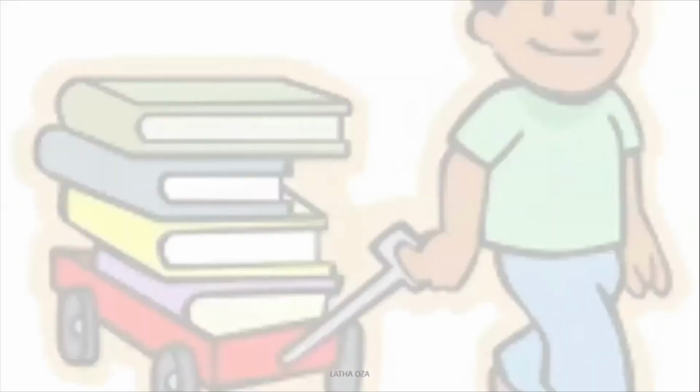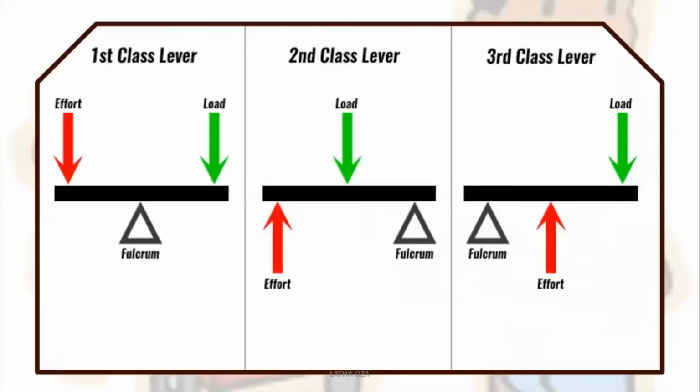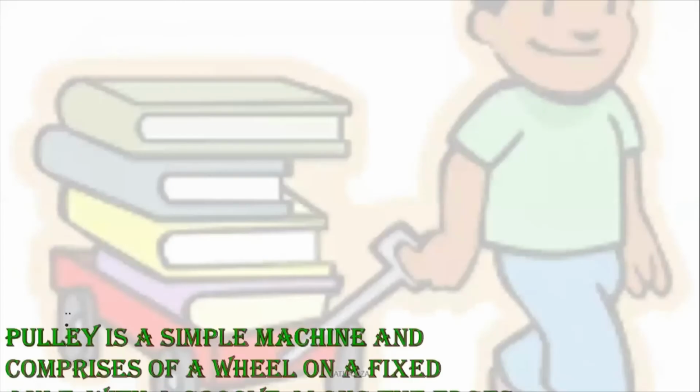Let us go to the next part of a simple machine. Before that, let us recap. In class 1 lever, the fulcrum is in the center, and effort and load are on either side. In class 2 lever, the load is in the center, and effort and fulcrum are on either side. In class 3 lever, effort is in the center, and fulcrum and load are on either side.